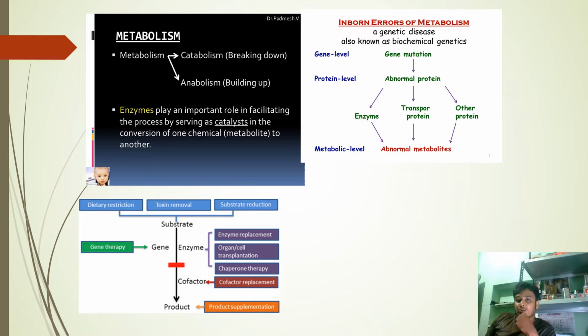And next, inborn errors of metabolism. You see the diagram. In case of inborn errors of metabolism, if you have a gene mutation, then the gene can produce protein by mRNA. That protein would be abnormal or non-functional, and this non-functional protein produces a non-functional enzyme. The enzyme is non-functional or damaged. By that non-functional enzyme, the metabolite products would be abnormal. This is the normal diagram and pathophysiology of inborn errors of metabolism.